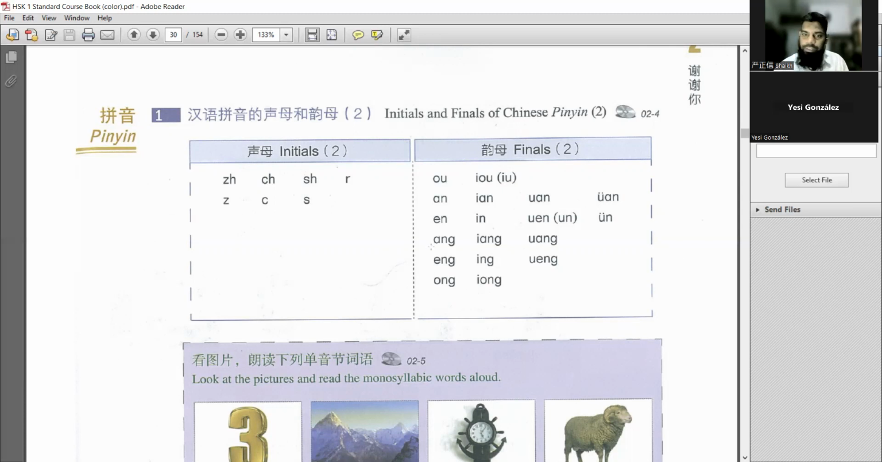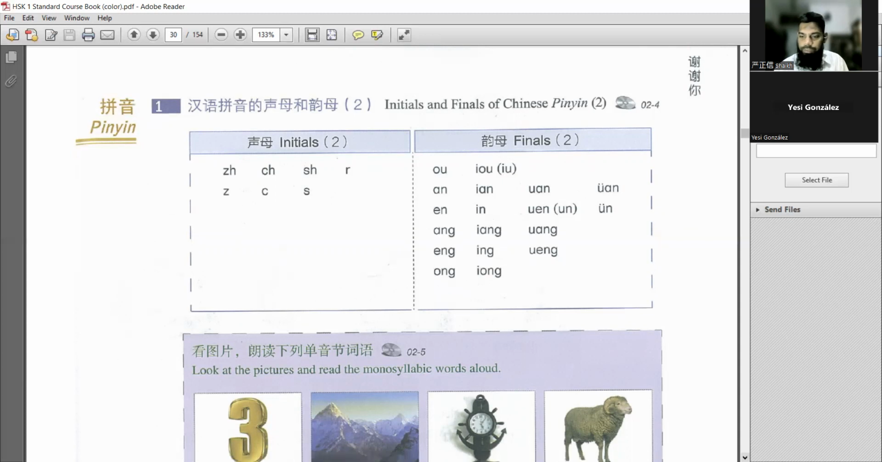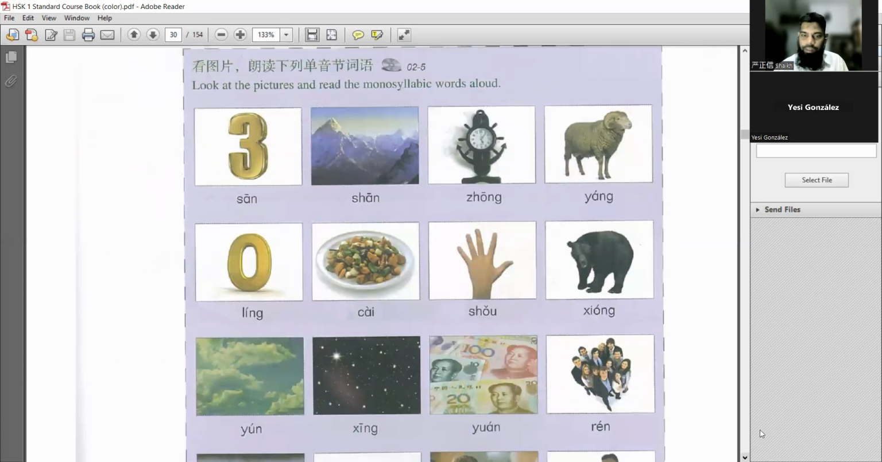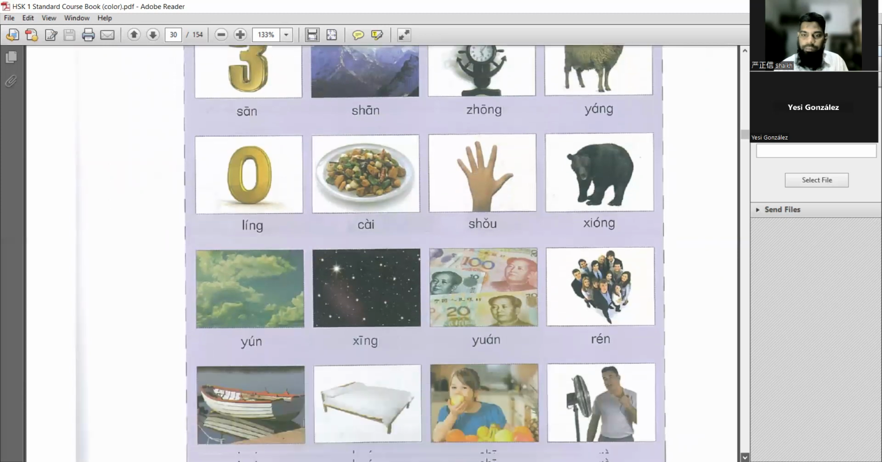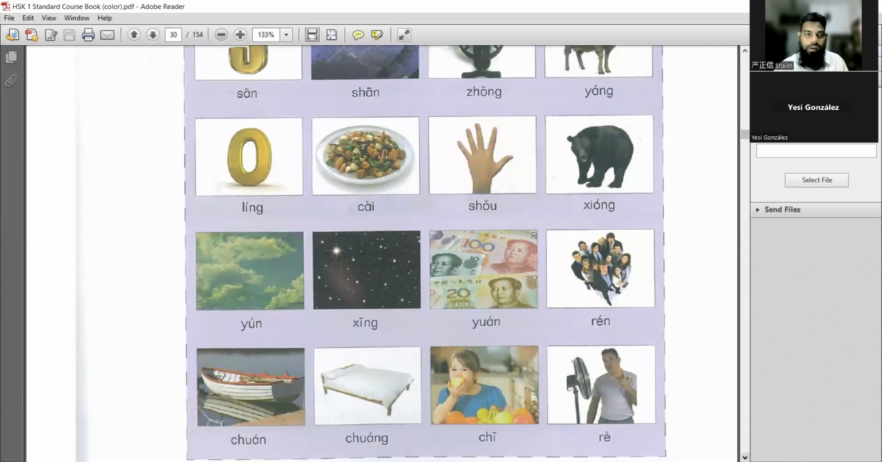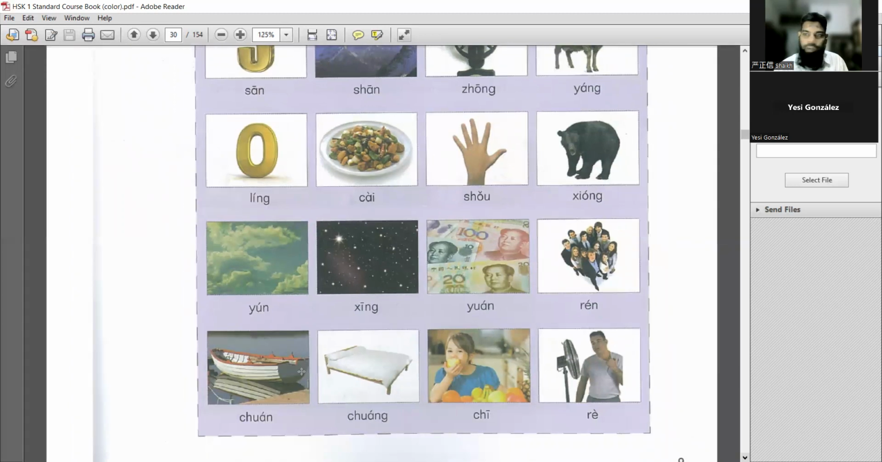This was the audio of the initials and finals, and now we are going to listen to the audio of the monosyllabic words. We also have some more words. Chuan means boat in Chinese. And then we have chuang, which means a bed in Chinese. And then chi means to eat. And then we have re. You have to focus on the initial and final and also on the tone. So this re means hot. Okay, and now let's listen to the audio.